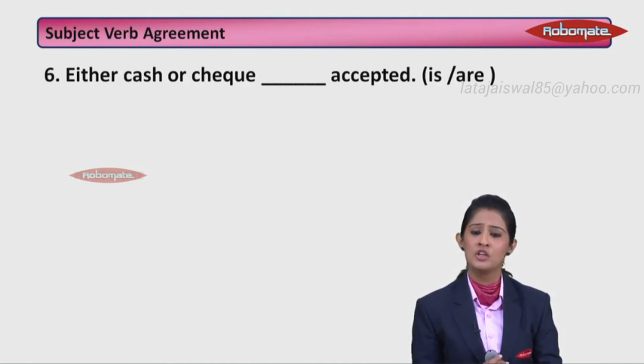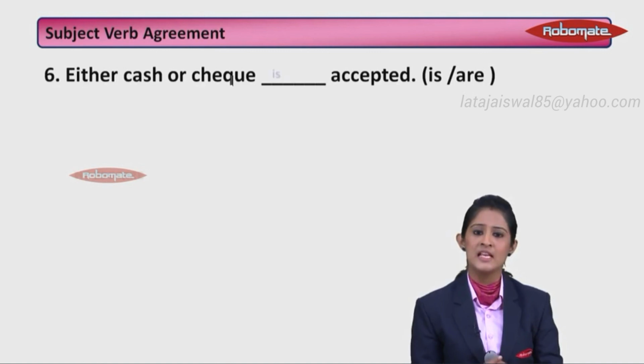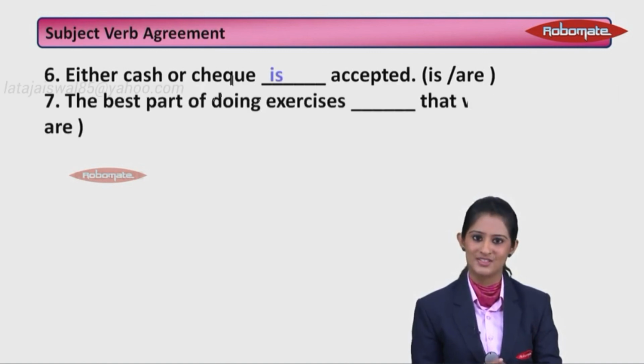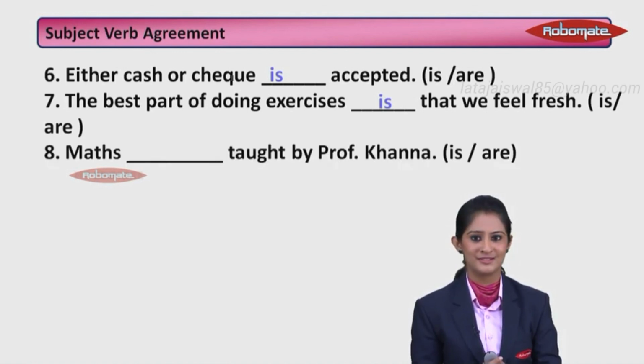Either cash or check dash accepted. We are talking about cash or check, which means one out of the two. Hence we use the word is. The best part of doing exercises dash we feel fresh. The options are is, are, and we have to choose the right one. Are we talking about the exercises here? No. We are talking about the best part, and it is singular. Hence we use the word is.